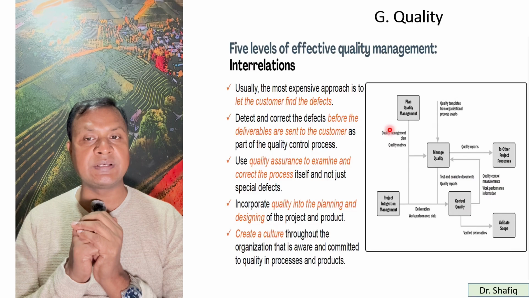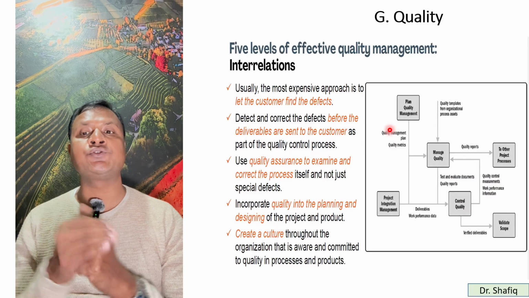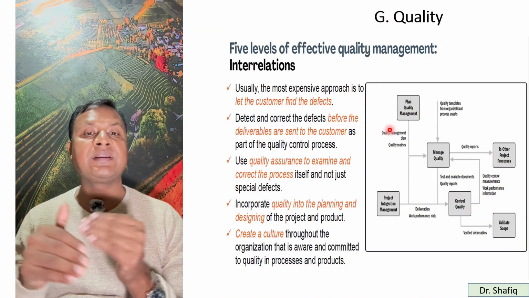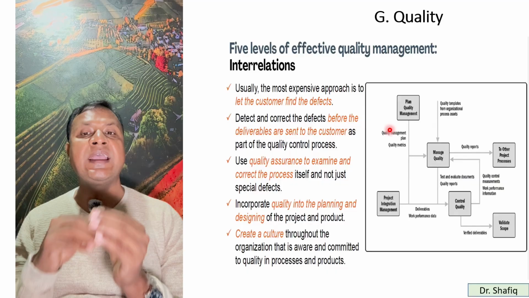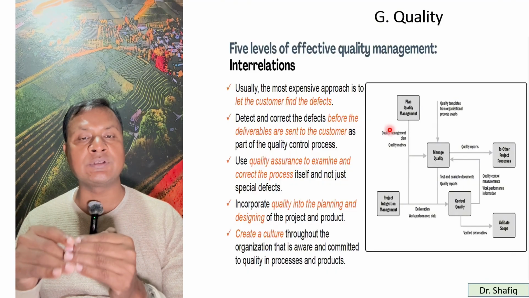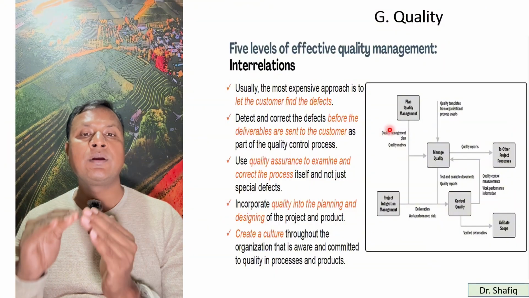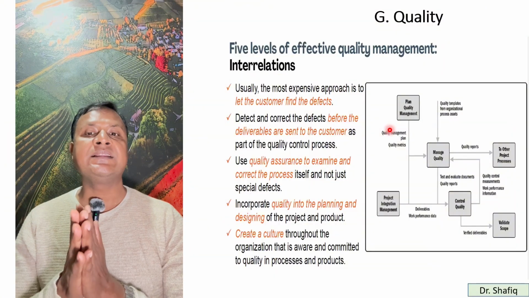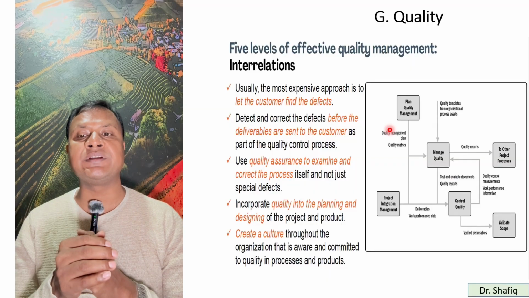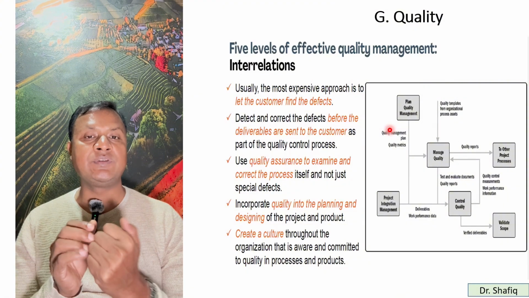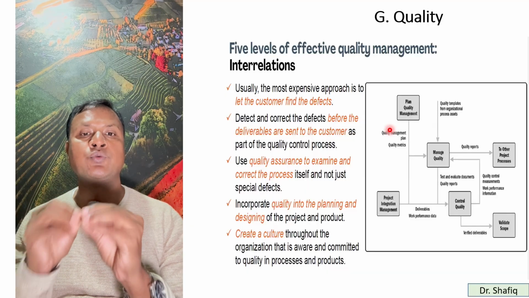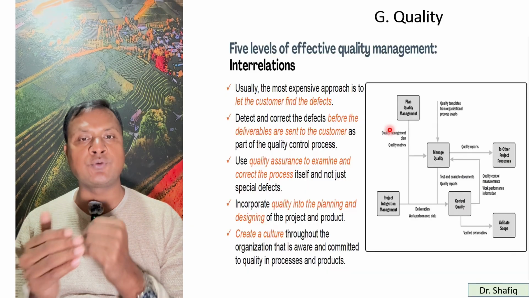This is also costly. And then the third one, quality assurance, is to examine and correct the process itself and not just a special defect. So you will maintain a process for quality maintenance, and there will be quality deliverables. This is one stage. This is also costly because you have to appoint teams, members, and resources for ensuring the quality. And the fourth one is to incorporate quality into the planning and designing. At the beginning of the project, in your planning and your design, you are ensuring quality. This is also costly.